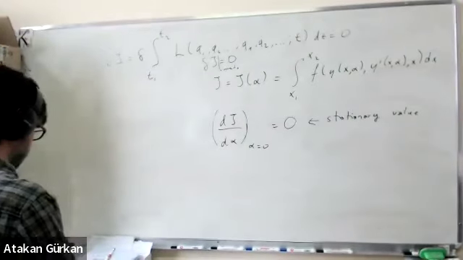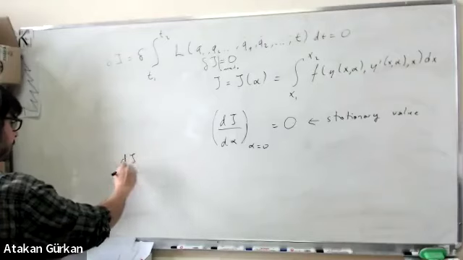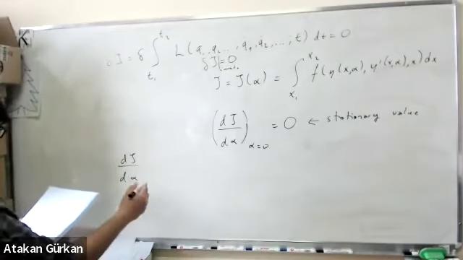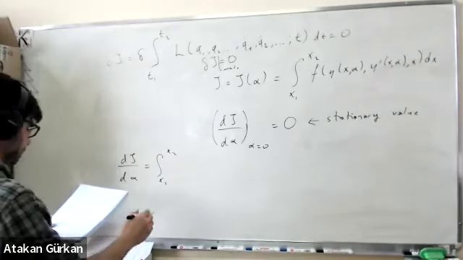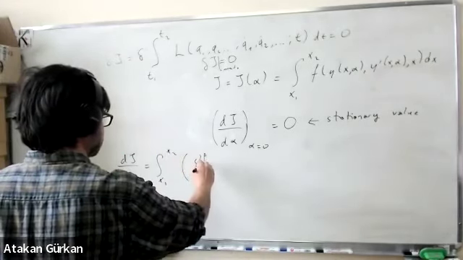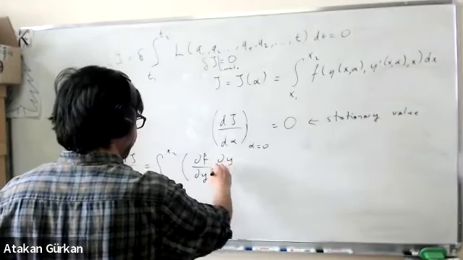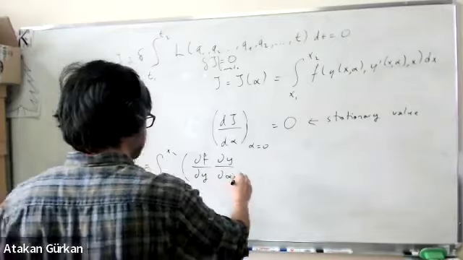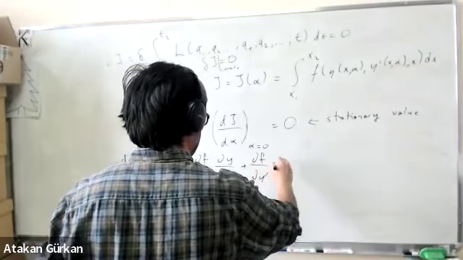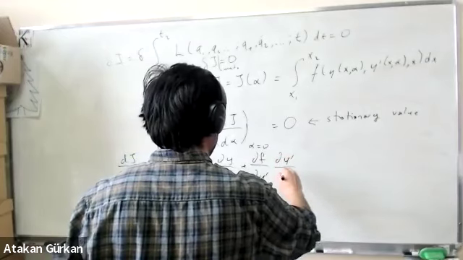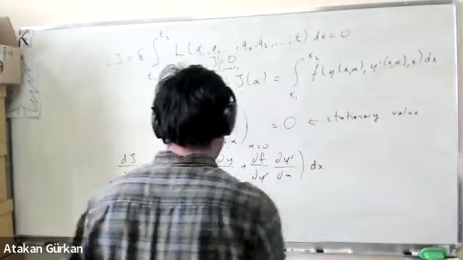And here we are just going to apply the chain rule, dJ by d alpha. As I said, I'll just move the differentiation under the integral sign. You can always do that. So this is del f by del y, del y by del alpha, plus del f by del y prime, del y prime by del alpha, times dx.